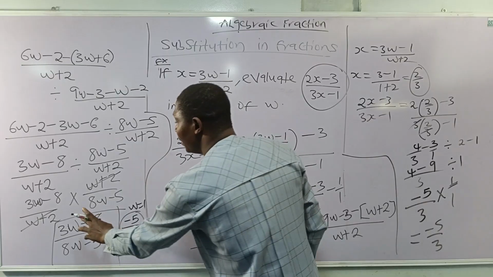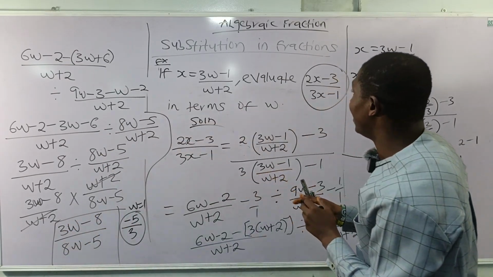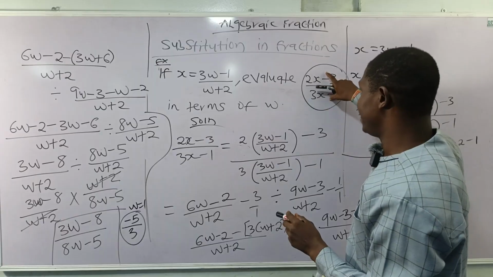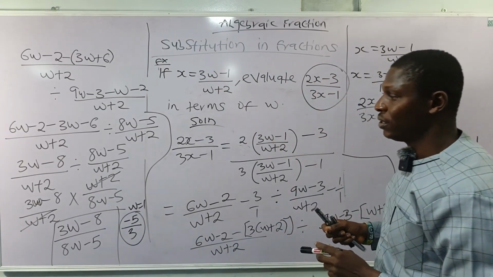So therefore, 3w minus 8 all over 8w minus 5 is our result when we evaluate this, when x is equal to 3w minus 1 all over w plus 2. Thank you.